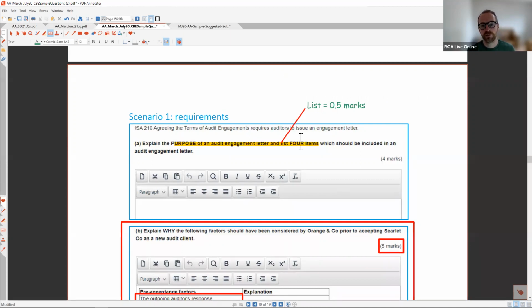Okay, I'll give you 3 minutes. I haven't said anything about this. What's the purpose of an engagement letter? So we've accepted the client. We've got an engagement letter. What is it? And list 4 things you'd expect to see in it. Okay, have a go.